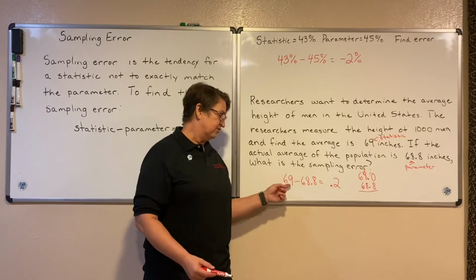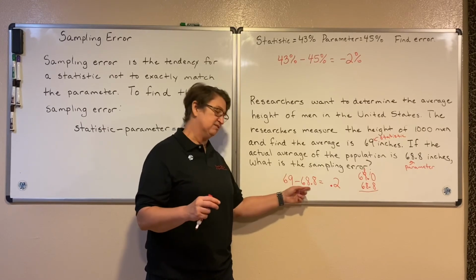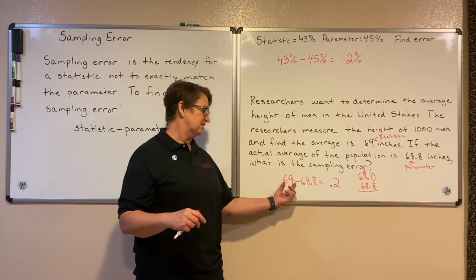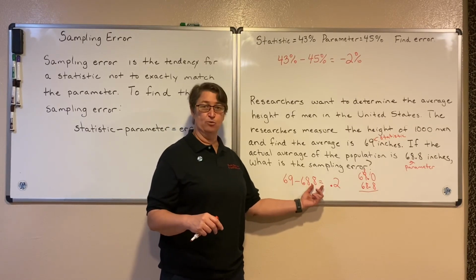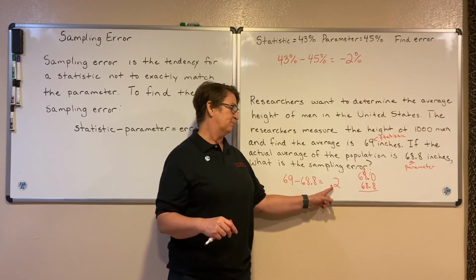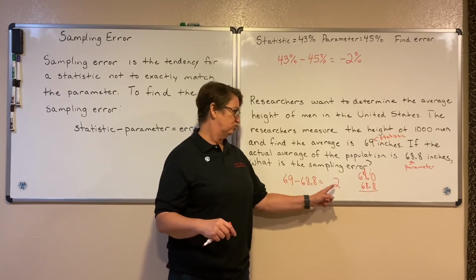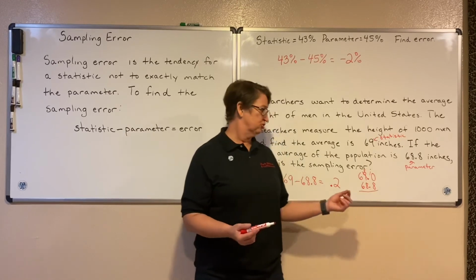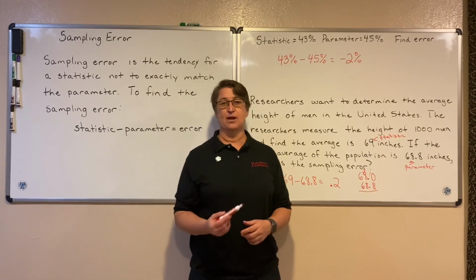In this case, the 69 is larger than the 68.8 and it's positive, so my answer is positive. My statistic was larger than the parameter. So my sampling error is 0.2. So that's how we can use adding and subtracting integers to help us to find that sampling error.